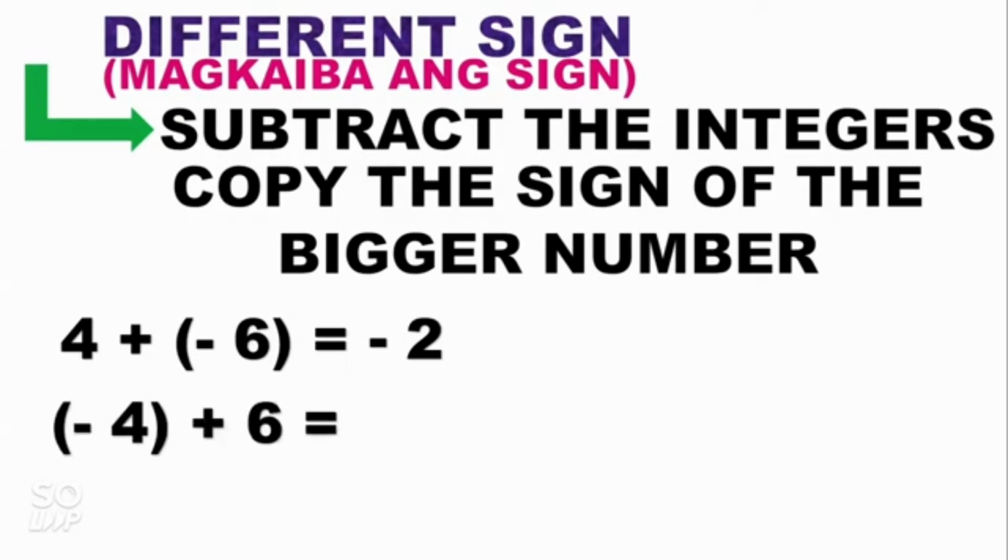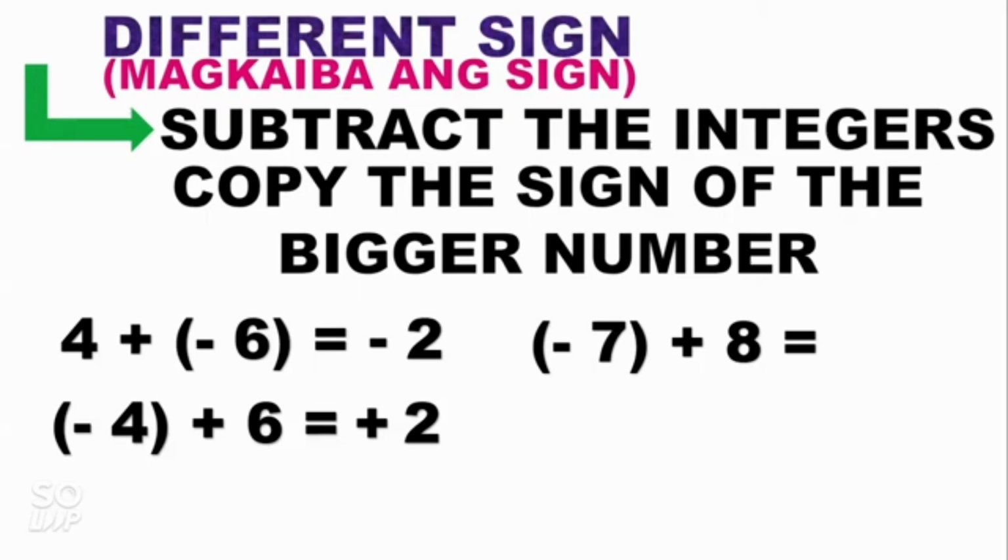Okay, next, negative 4 plus 6. Negative ang 4, positive ang 6. So magkaiba ang sign ng dalawa. Ang gagawin uli natin, subtract. 6 minus 4 equals 2. And then copy the sign of the bigger number. Which is bigger? 4 or 6? Ang bigger number natin is 6. Ano ang sign ng 6? Positive. So, therefore, that is positive 2. Or pwedeng 2 na lang ang sagot.